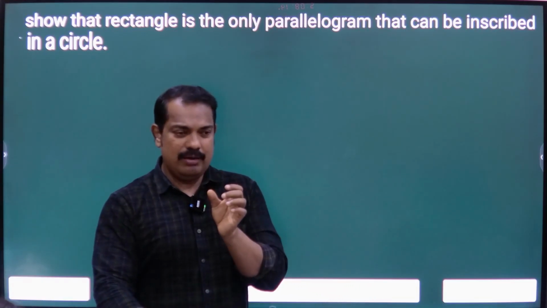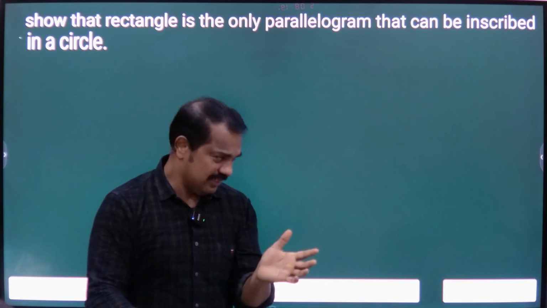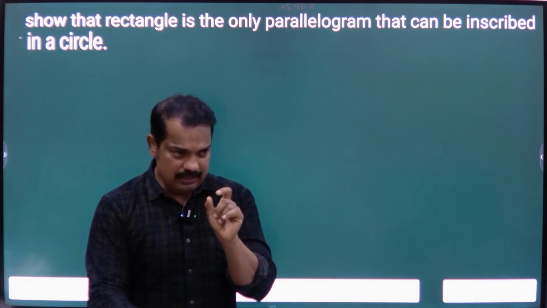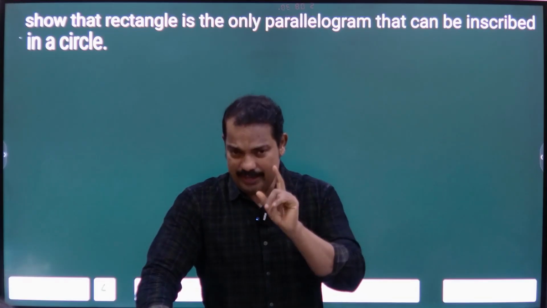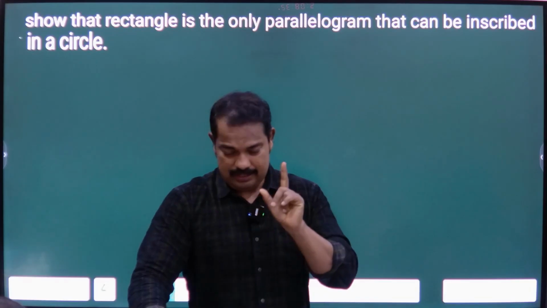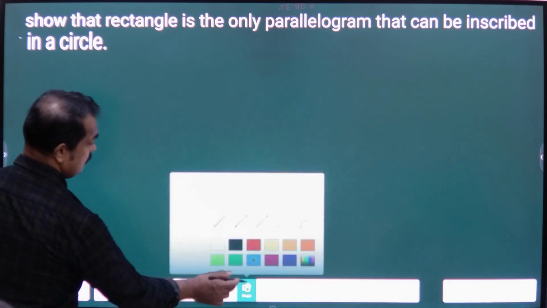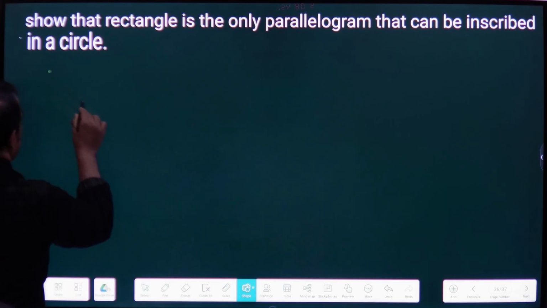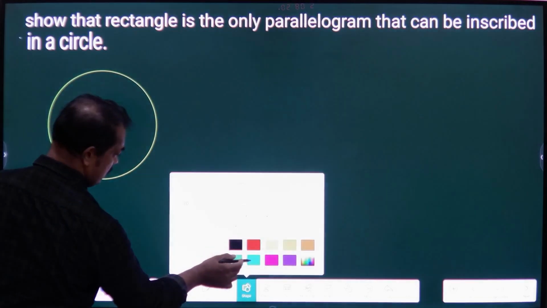Means in a parallelogram, any one angle is 90 degree. No need to prove all the angles. You have to prove only one angle. In a parallelogram, if one angle is 90 degree, it is a rectangle. So first draw a circle, and draw a parallelogram inside the circle.